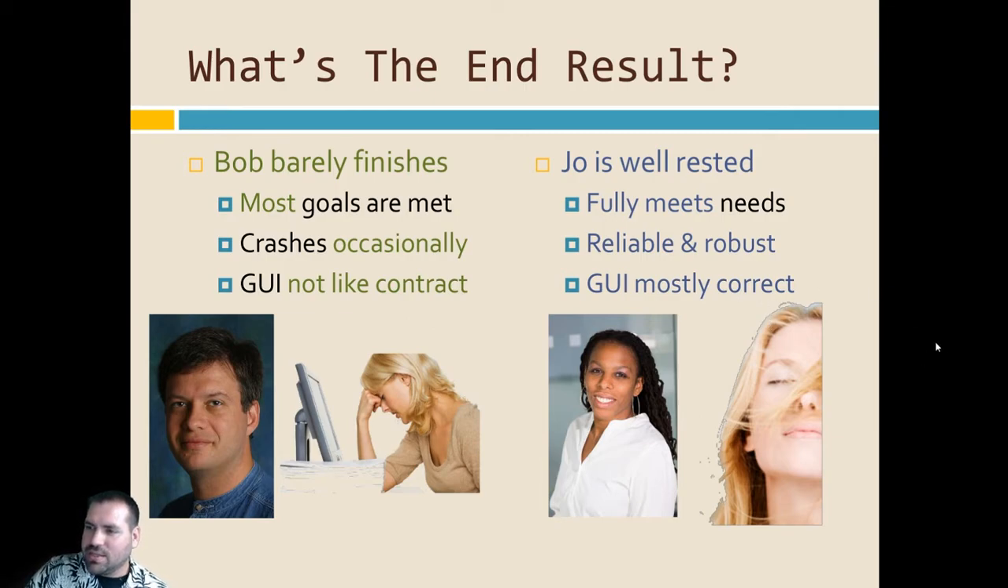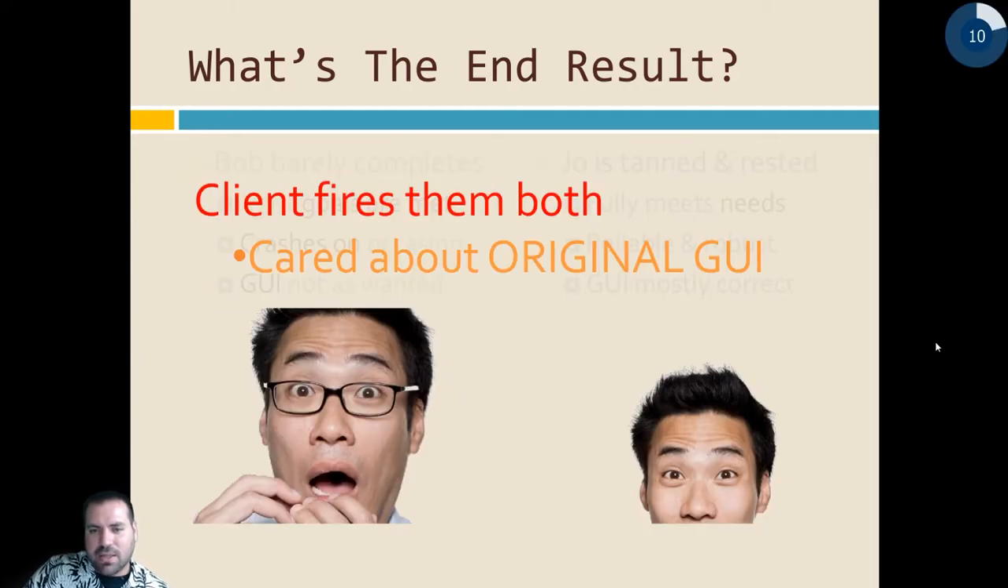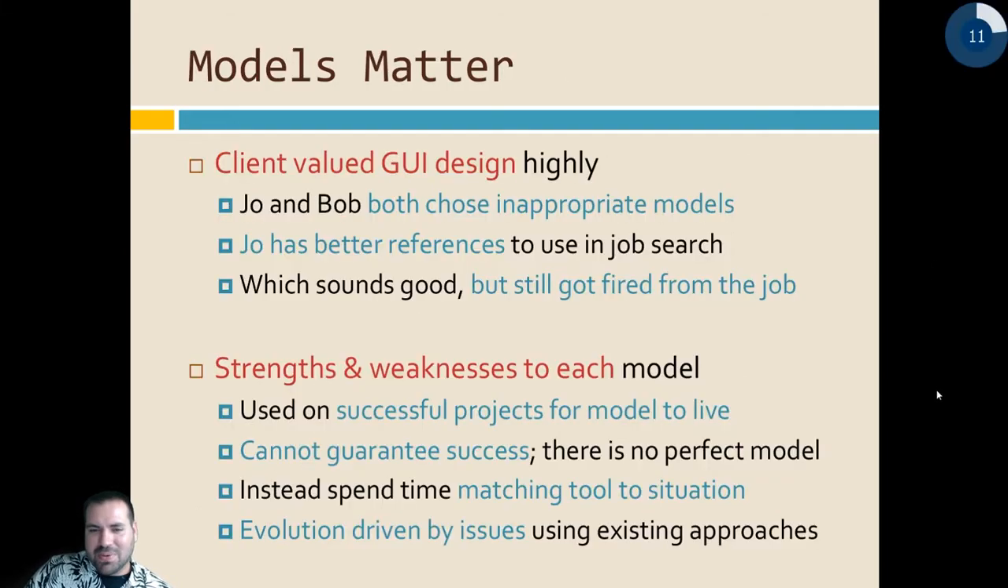So which team wins? Neither of them. The customer only cared about the GUI, so sorry, Bob and Joe. Joe, you worked hard. You did most of the right things, but you're both fired. Plot twist. The client valued the GUI design over anything. This is very common with clients. They're only going to care about the GUI. They don't really care about how good your code is.